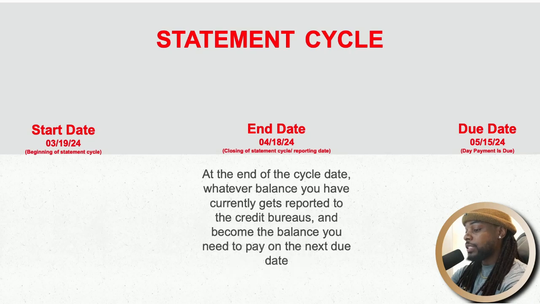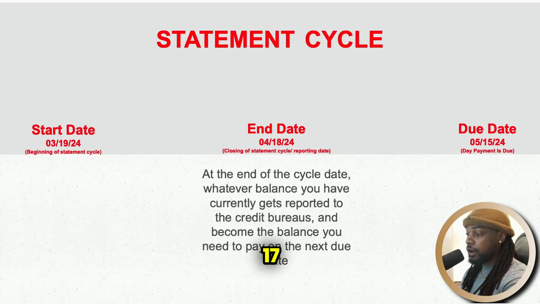It doesn't matter what I spent from March 19th to March 18th. What I know is before this cycle date closes on the 18th, I need to only have $200, because that's 10% of $2,000 or less than that. So let's say from March 19th to April the 17th, let's say I spent $1,800.